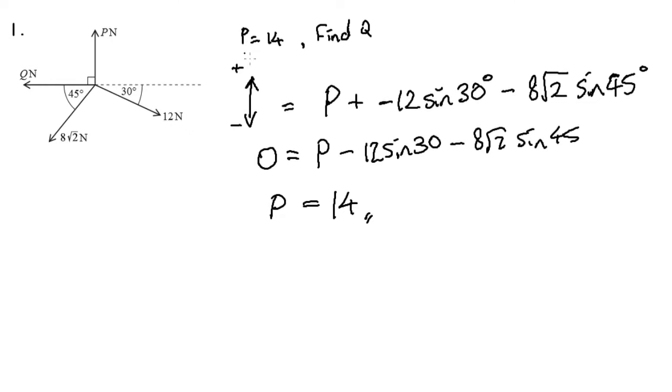Now find Q. So to find Q, do exactly the same thing for the horizontal components. This time, because we want to find Q, let's take left as positive and right as negative. So the only forces with a horizontal component are Q, 8 root 2, and 12, respectively. And this time, in order to find the horizontal components, we again add them all up to 0.